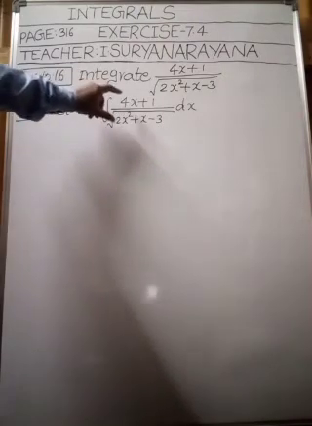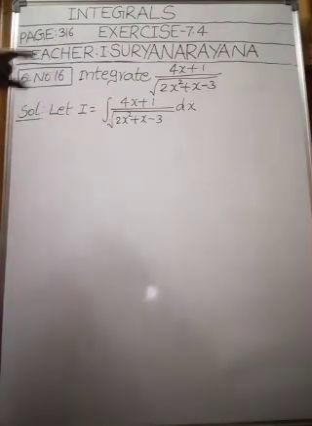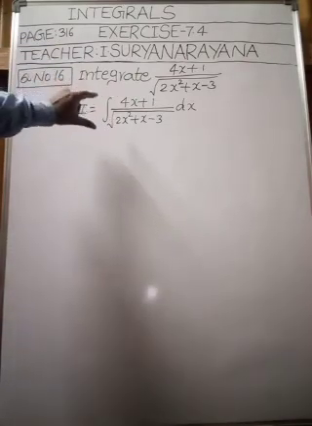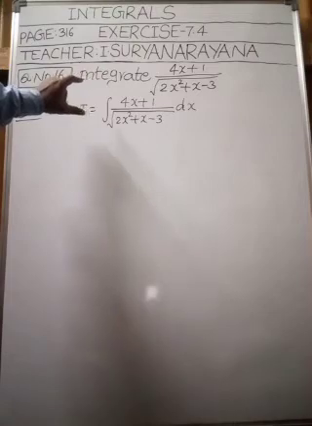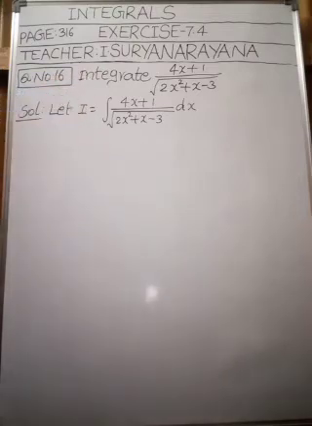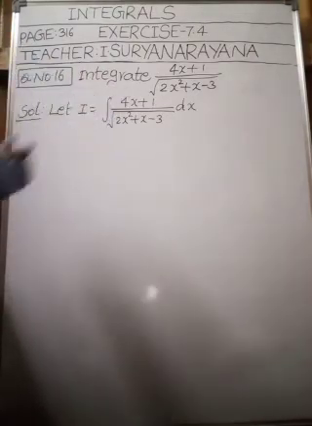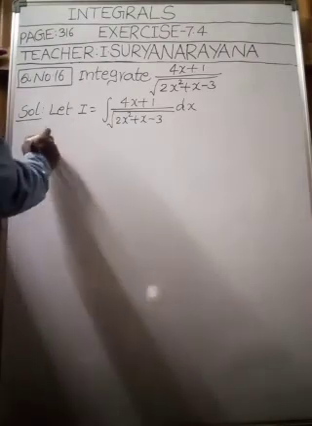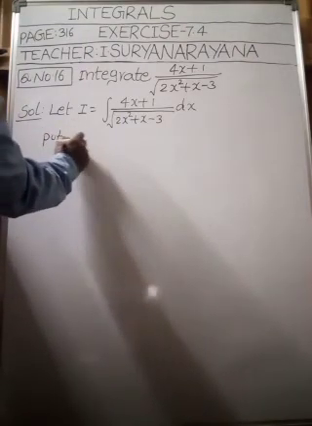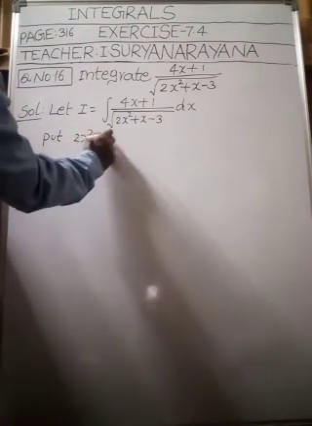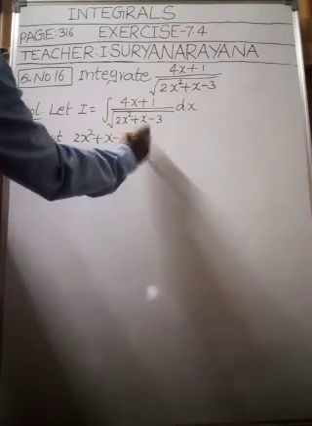Actually, this question should be given in the integration by substitution method exercise, but this question is given in this exercise. So put 2x square plus x minus 3 is equal to t.